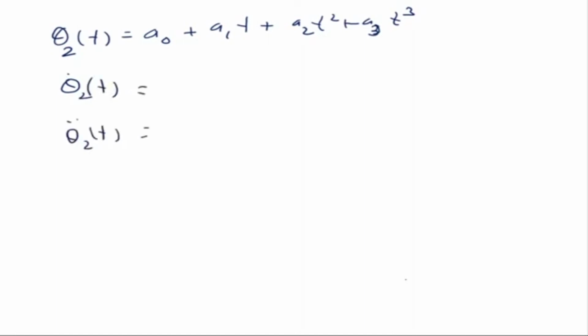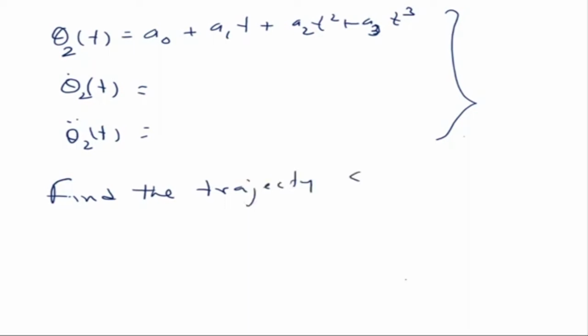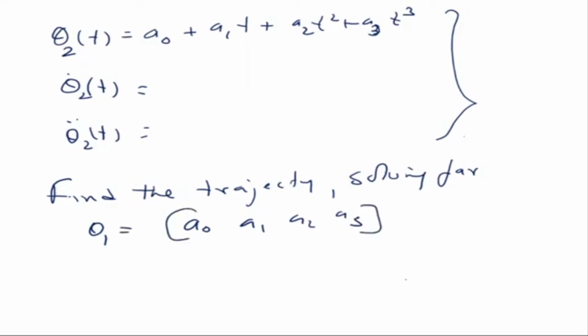Okay, simply by taking the derivative. So after getting this, what we need to do is find the trajectory, which means solving for theta 1. We need to solve for a0, a1, a2 and a3, the coefficients. Okay, we need to find this. Now you know how to find this from trajectory planning that was taught in the last class.